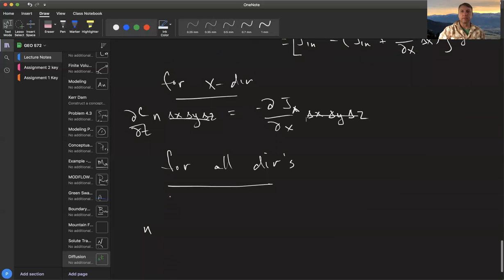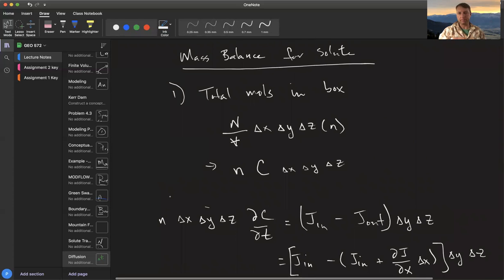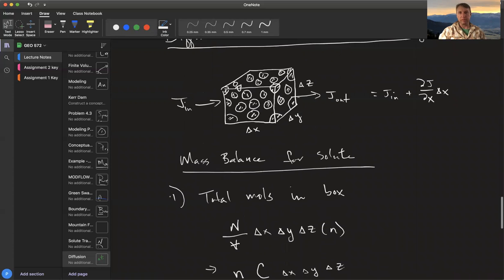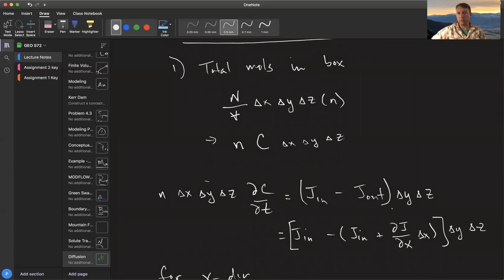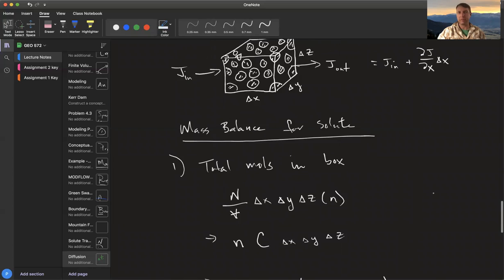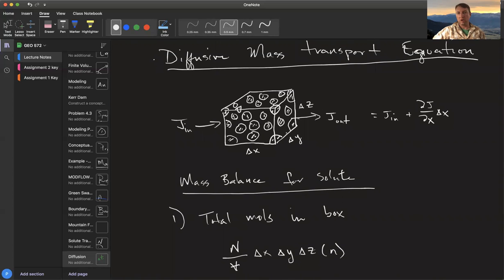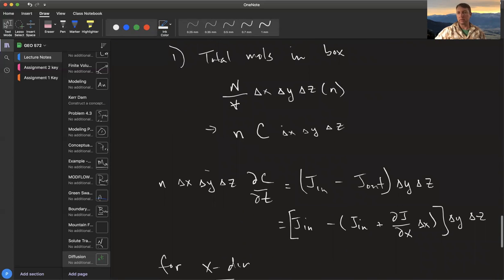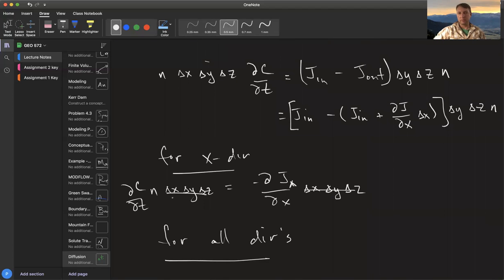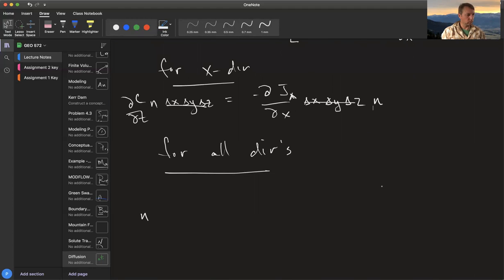I forgot something very important. Forgive me. The area across which diffusion can occur. What have I assumed here? When I wrote just delta y, delta z, I said, hey, the flux of solutes is occurring over all of this area, but it is not. It is only occurring through the porosity. So I need to multiply by n, the area here. And I have n here.